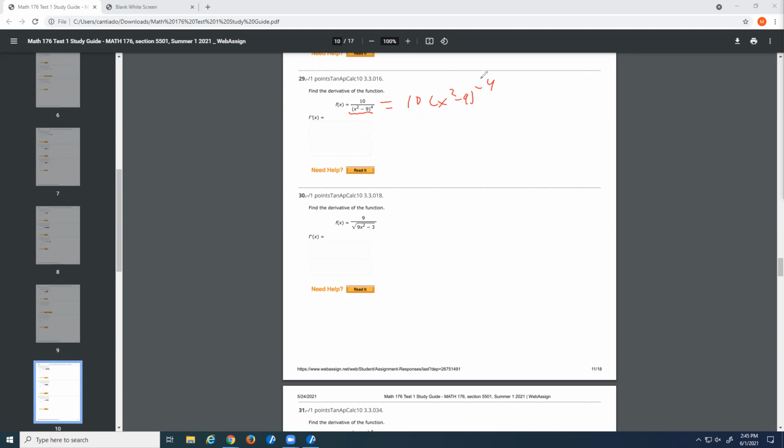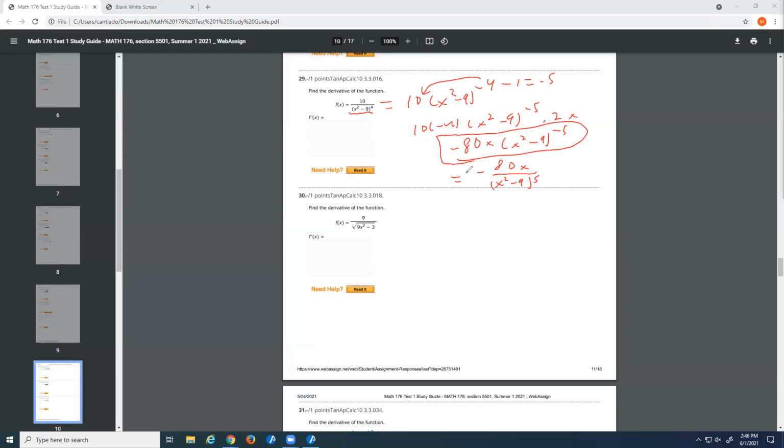All right, so for this, bring down the minus 4, subtract 1 to get minus 5. So we get 10 times minus 4 times x squared minus 9, all to the minus 5 power, multiplied by the derivative of the inside, which in this case is just going to be 2x. Perfect. 10 times minus 4 is minus 40. Minus 40 times 2 is minus 80. So we'll have negative 80 times x squared minus 9, all to the minus 5 power. And you could rewrite this as minus 80x over x squared minus 9, all to the 5th power, but I think this answer up here is perfectly fine.